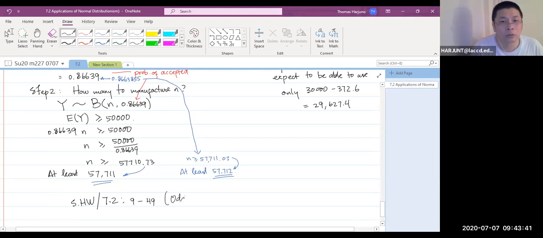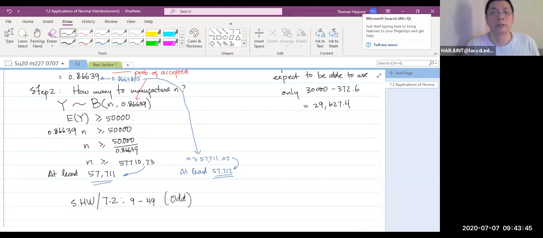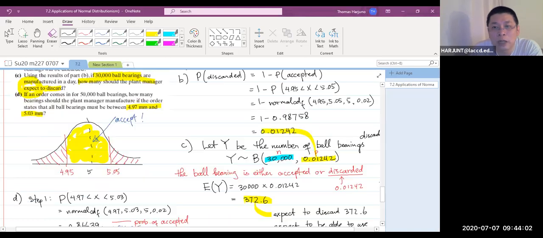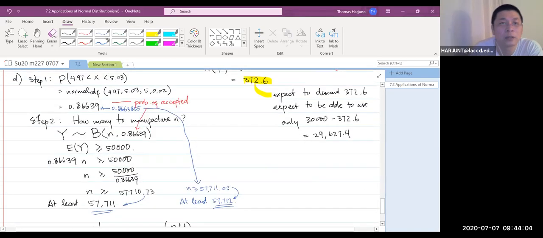Give me a second, I get 2 messages coming in. So is Y the number of bearings manufactured or the number of ball bearings discarded? For the previous one, Y is the number of bearings accepted. For the last one, for the last Y here, the number of ball bearings accepted, because this is the portion that we accept.